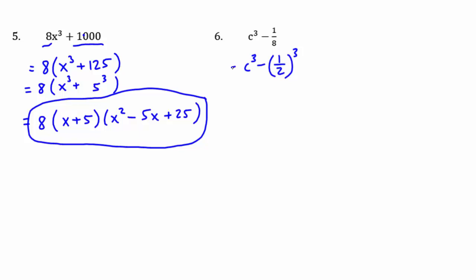So this is also a difference of cubes. And just like we do in the previous, we'll go c minus 1/2, drop off those cubes, square the first term, c times c is c squared, opposite sign plus, 1/2 times c is 1/2 c, always positive, 1/2 times 1/2 is 1/4.